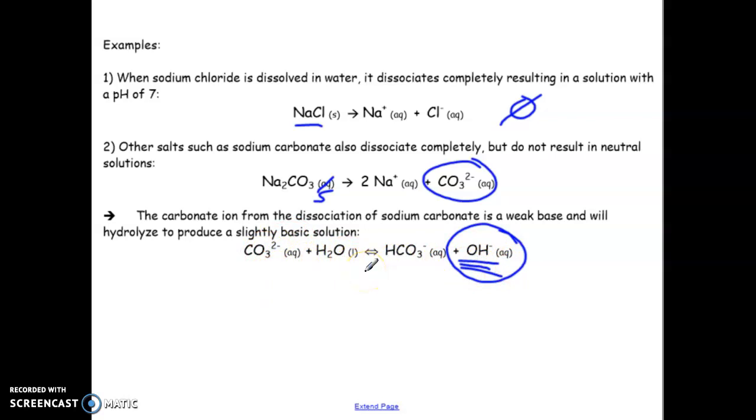So that's the goal for today: how will I know that this is happening? Just keep in mind, I'm going to say this quite a bit. Whenever you have an ion reacting with water, that's called a hydrolysis reaction, or we can say that the carbonate in this case is hydrolyzing in the solution.